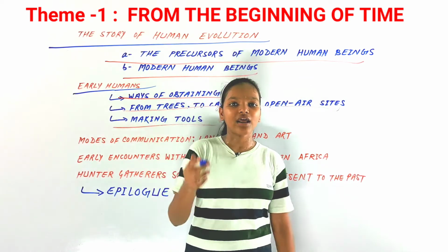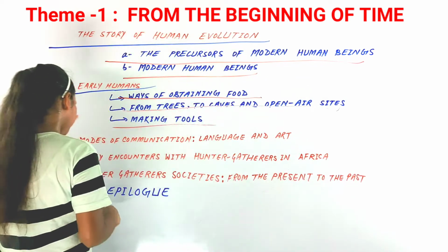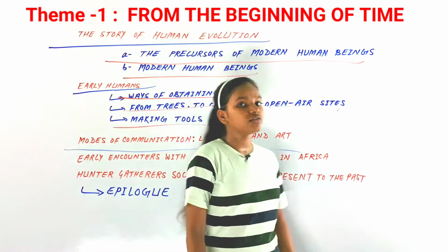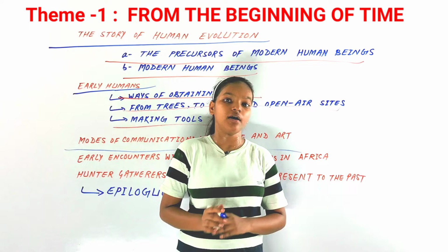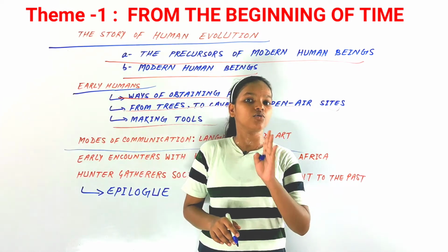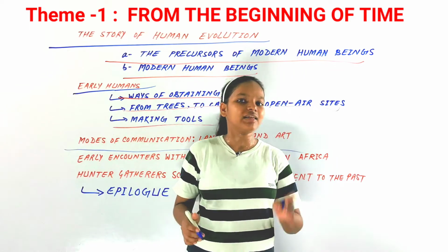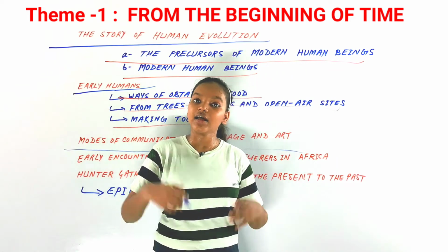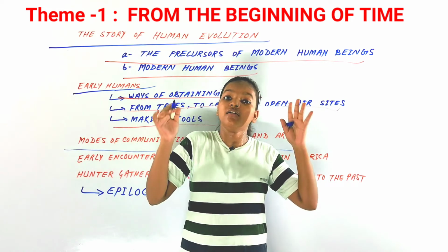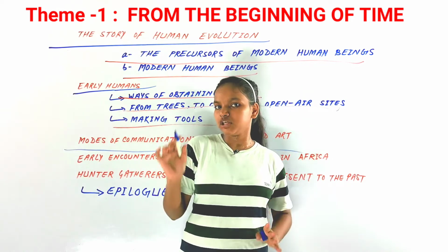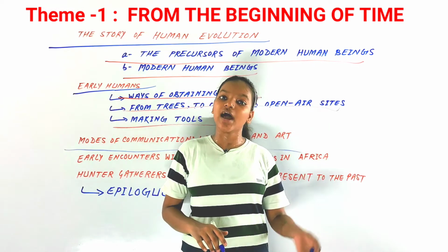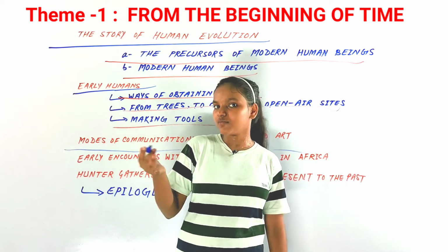After that, we have the next topic, that is modes of communication, language and art. Among all living beings, humans are the only ones with language that can speak. It's not that other animals can't express their feelings, but language is confined to humans. And there are many explanations behind the language developed by humans as well.